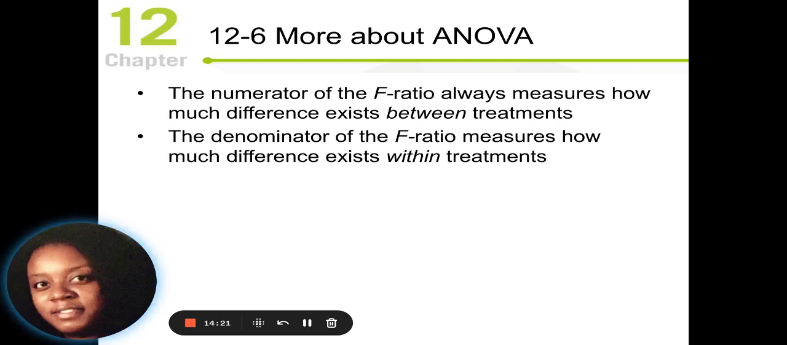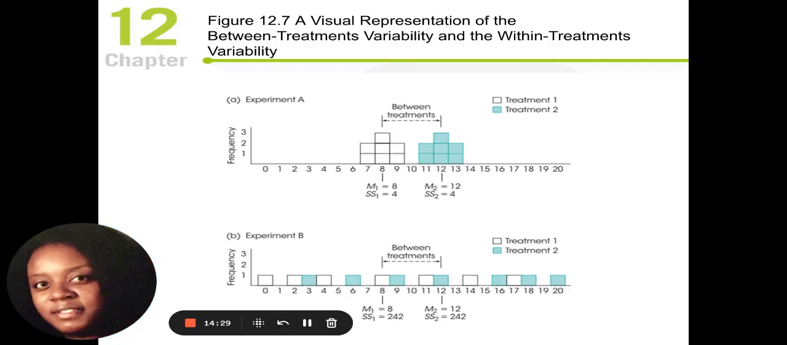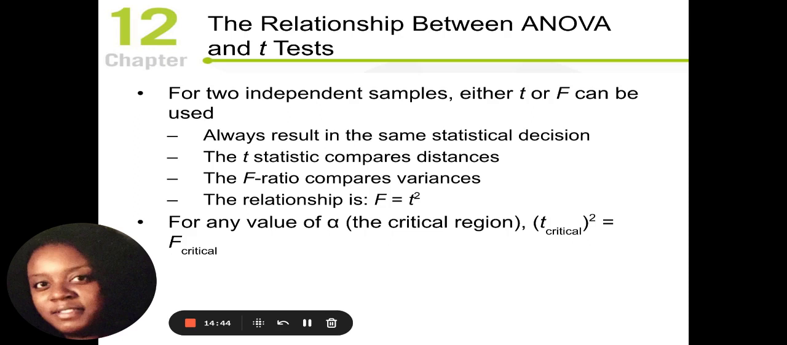The numerator of the F ratio always measures how much difference exists between those treatments, and the denominator of the F ratio measures how much difference exists within those treatments. And we can see here from figure 12.7 a visual representation of the between treatments variability and the within treatments variability that can exist with analysis of variance.